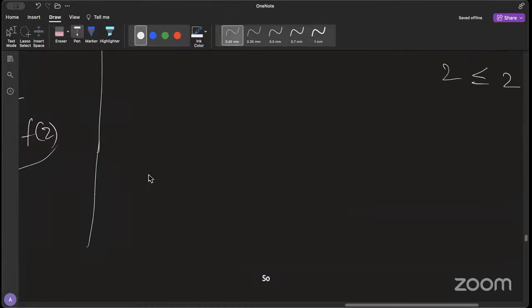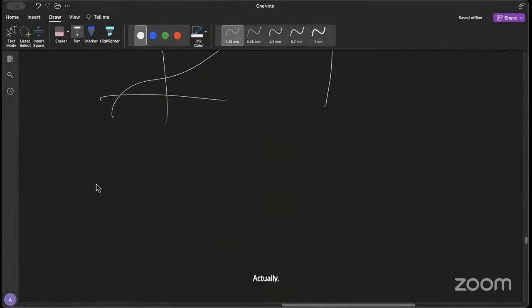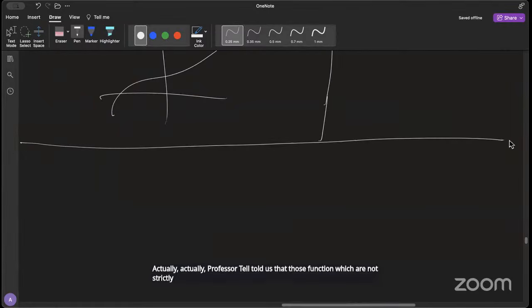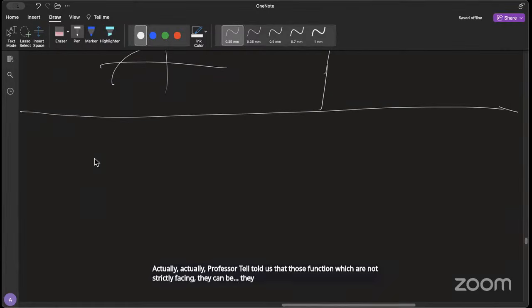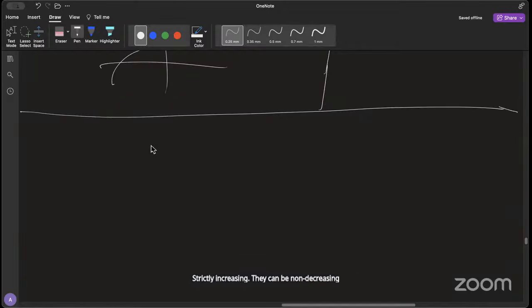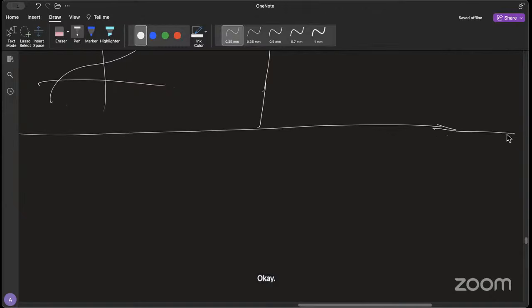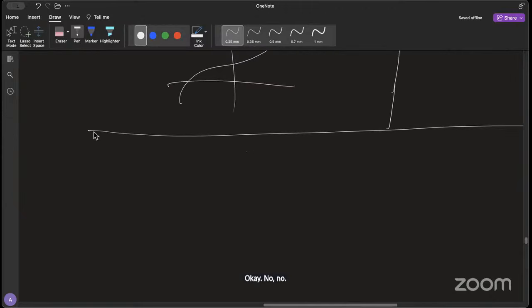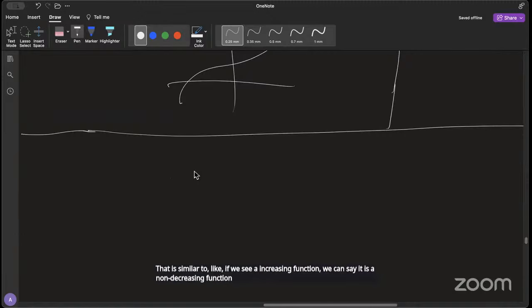Actually, the professor told us that those functions which are not strictly increasing, we can classify as non-decreasing functions. They can be non-decreasing functions also. That is similar to like if we see an increasing function, we can say it is a non-decreasing function, right?